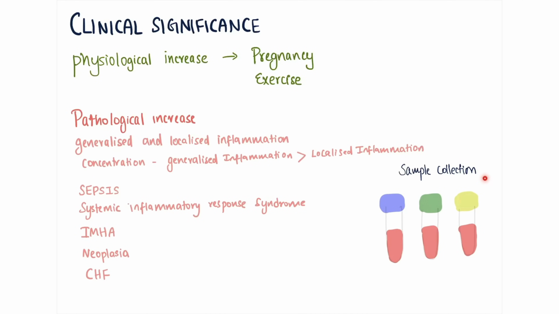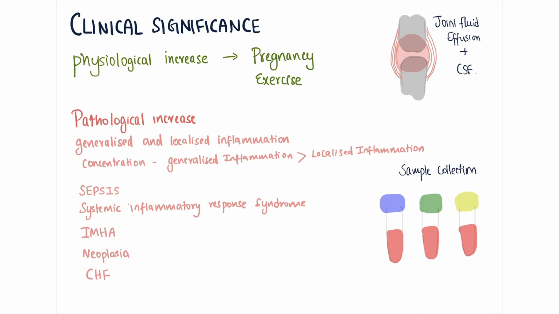Samples for estimation of C-reactive protein can be collected in serum separation tubes, heparinized vials, and EDTA vials. C-reactive protein can also be measured from other body fluids such as joint effusions and CSF.